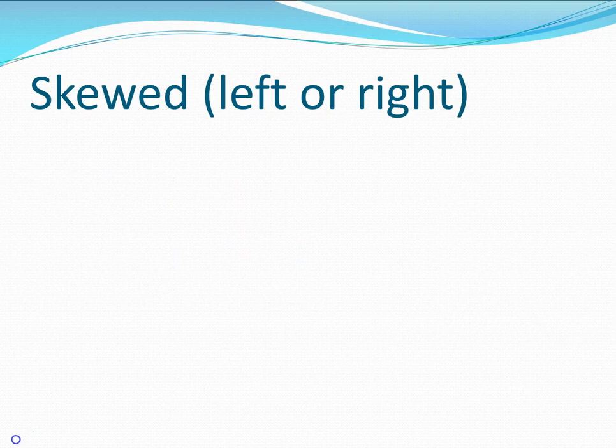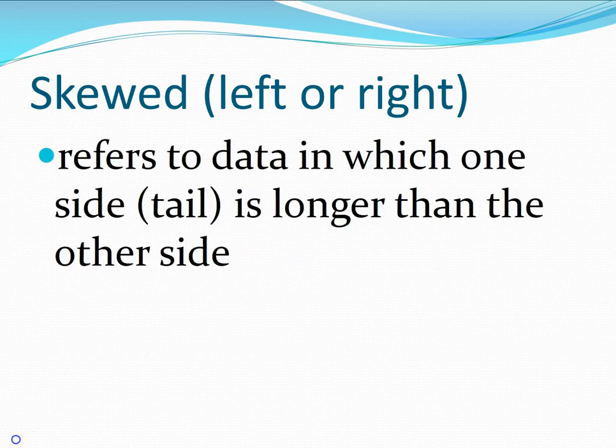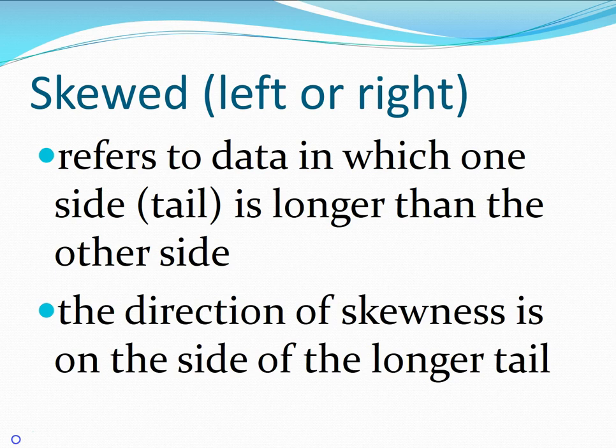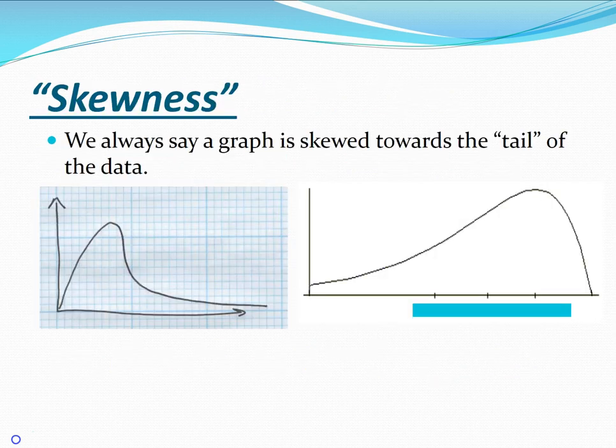And then finally, skewed. This is a very common one, left and right skew. It refers to data in which one side, we call the sides tails, one side's longer than the other side. And when we talk about left or right, we're always talking about the direction of the side of the longer tail. So let me give you an example. We have two different types of graph here. One of them is left skewed and one of them is right skewed.